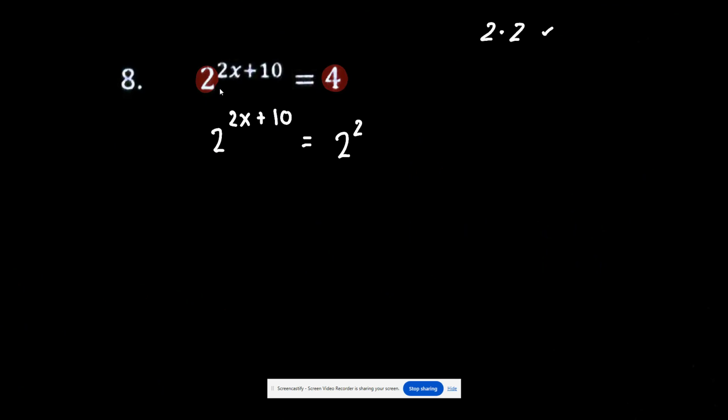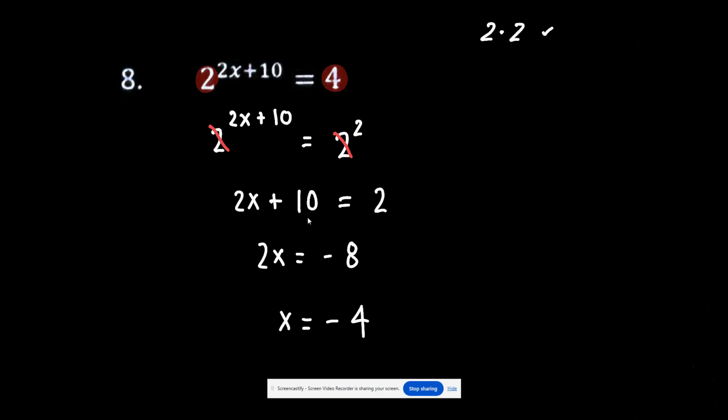So now that I have the same base, what can we do? We can drop the base. So now I take 2x plus 10 and I set it equal to 2. And it's solving. So to get x alone, because I don't have a variable on both sides, I need to move the 10, subtract 10. 2 minus 10 is negative 8. And then I got to divide by 2. So negative 8 divided by 2 is negative 4. So my answer is x equals negative 4.